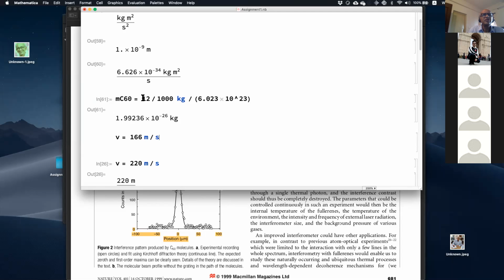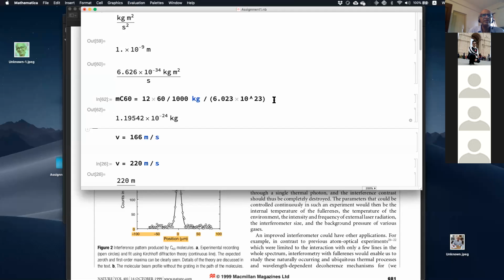No, this is the mass of one carbon atom. Okay, now I have to multiply this by 60, sir. Thank you very much. That means you are following, so that makes me happy. So 12 into 60 divided by 1000, divided by the Avogadro number, is the mass of a C60 molecule, and that is the answer.